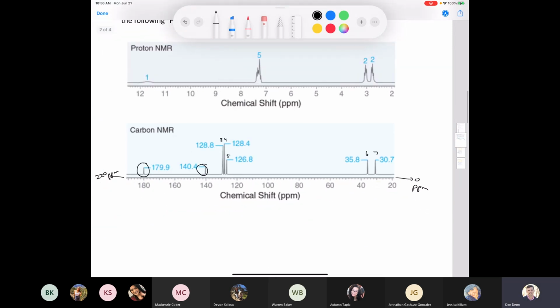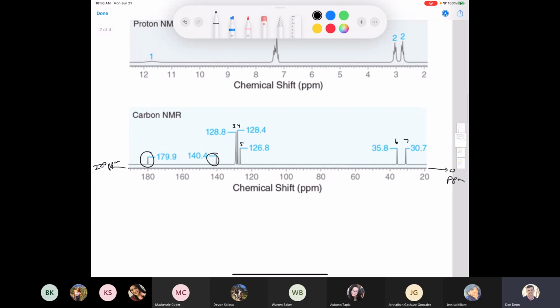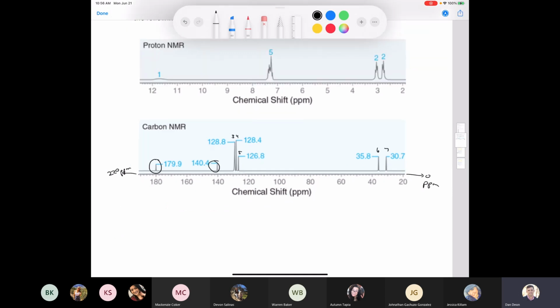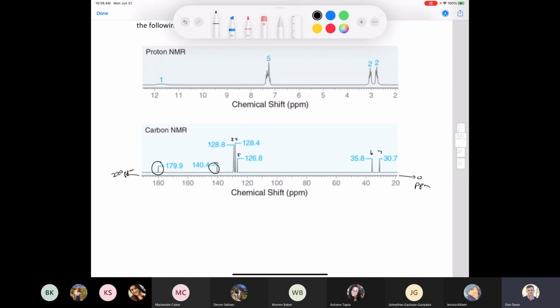Now, I'm going to say one more thing before I stop recording this video, before we tackle some problems, is that they told you in the book that there's no integration in carbon-13. And there isn't, okay? There's no integration reported in carbon-13. All these numbers that you're seeing, these are just chemical shifts. 179.9 parts per million, 140.4 parts per million, etc.